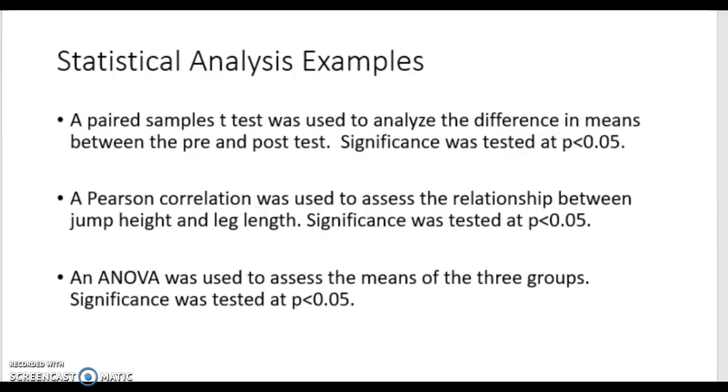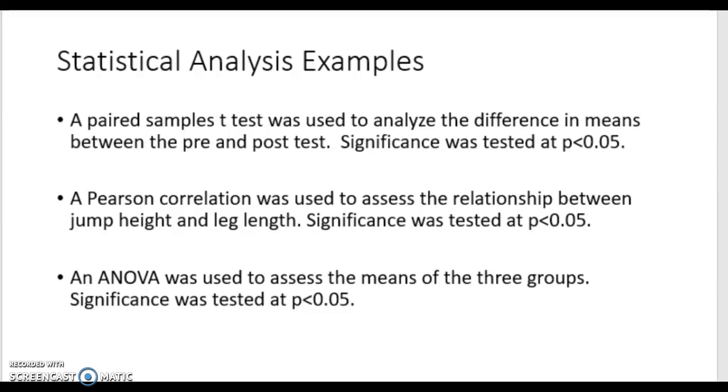So here's a couple of examples. A paired samples t-test was used to analyze differences in means between pre and post test. Significance was tested at p less than 0.05. Pearson correlation and ANOVA was used. So if you cannot remember what analyses we've covered, you might need to go back and just review that as you develop this section. So that is writing the method section.